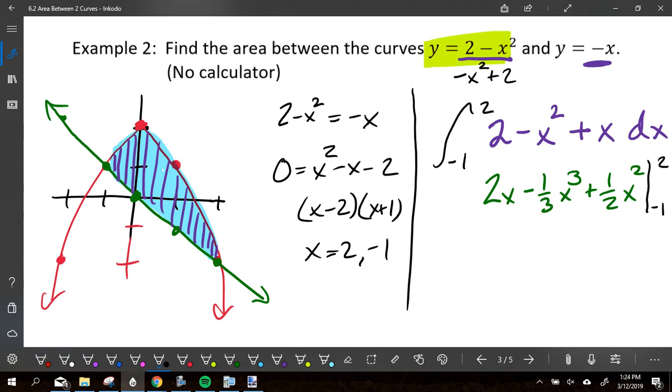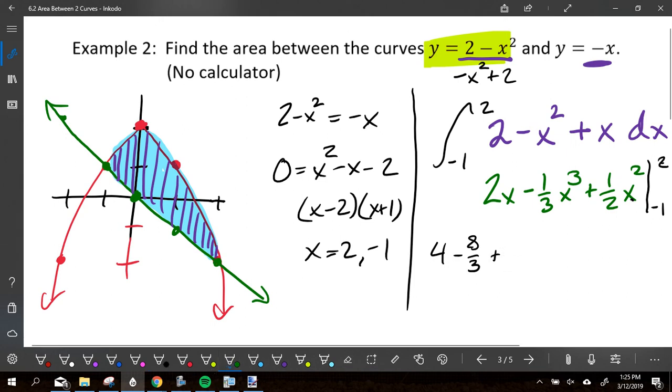And so he's going to evaluate that thing by plugging in 2, so he's going to get, I'm just going to do the math, 2 times 2 is 4, minus 1/3. 2 cubed is 8. So this is 8/3. 2 plugging in for x, that's 1/2 of 4. That would be 2. That is what you get when you plug in 2 into the upper bound.